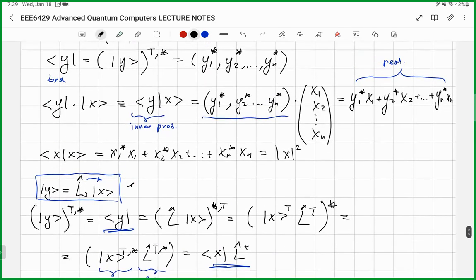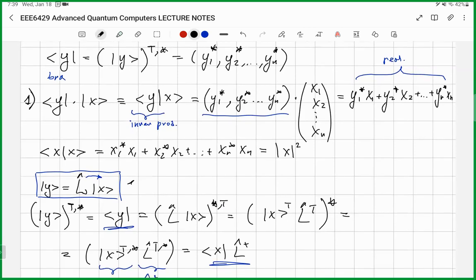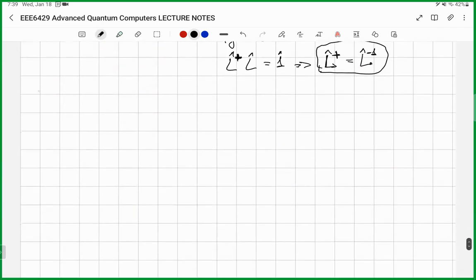But this is just the first. This is the inner product, right? This inner product. But you may ask, what about the outer product?